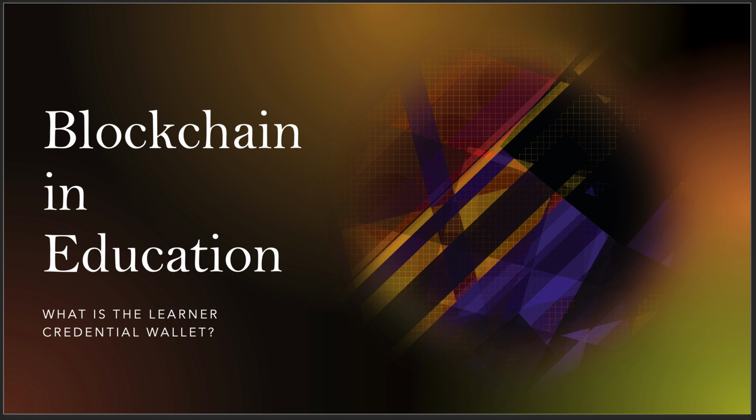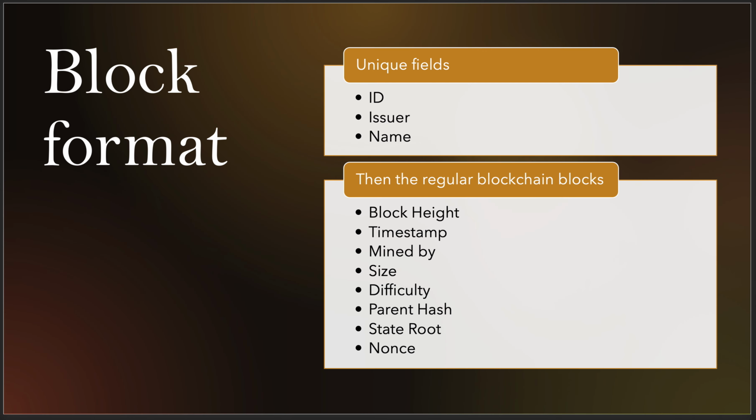Education part 2, we're going to talk about the learner credential wallet. This is basically what they're talking about when they're talking about what we're doing here. We're going to have a block format. Some of it's the regular blockchain block things that we'd be looking for: state root, nonce, hashes, difficulty size, timestamps, block height, and so on.